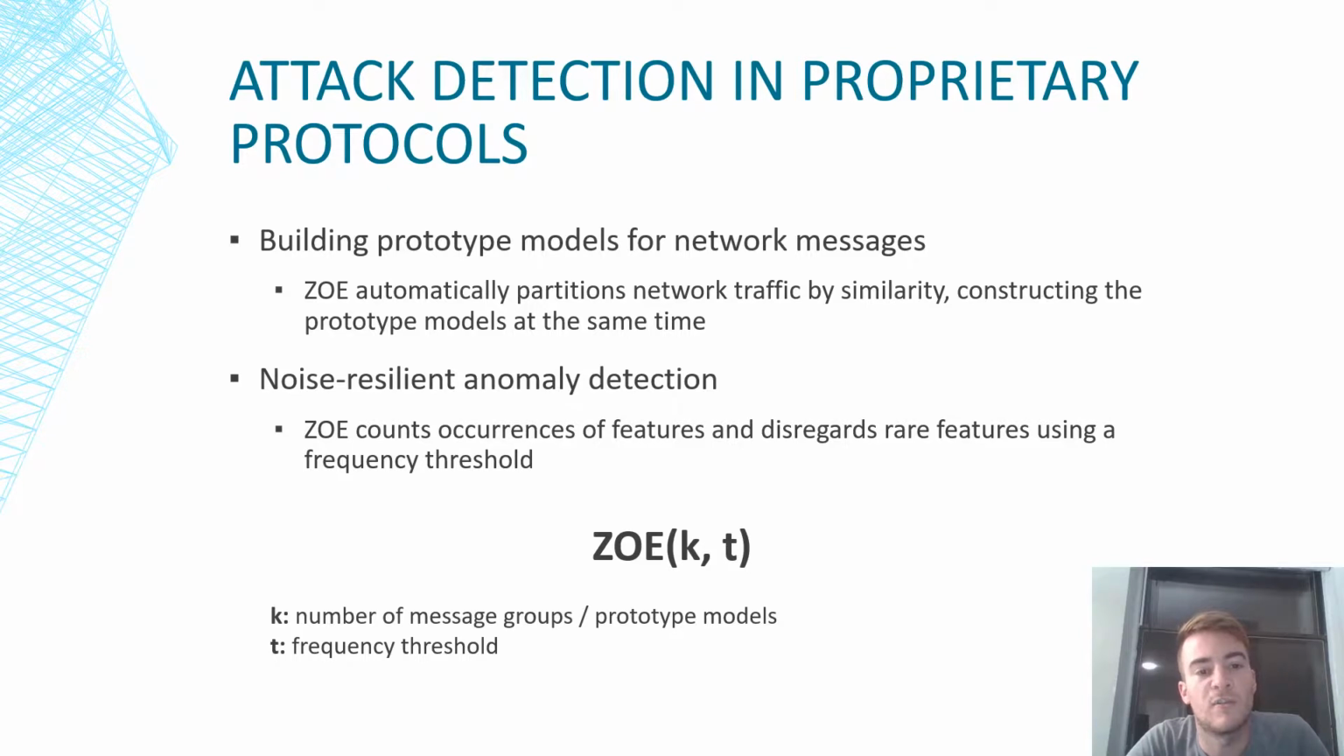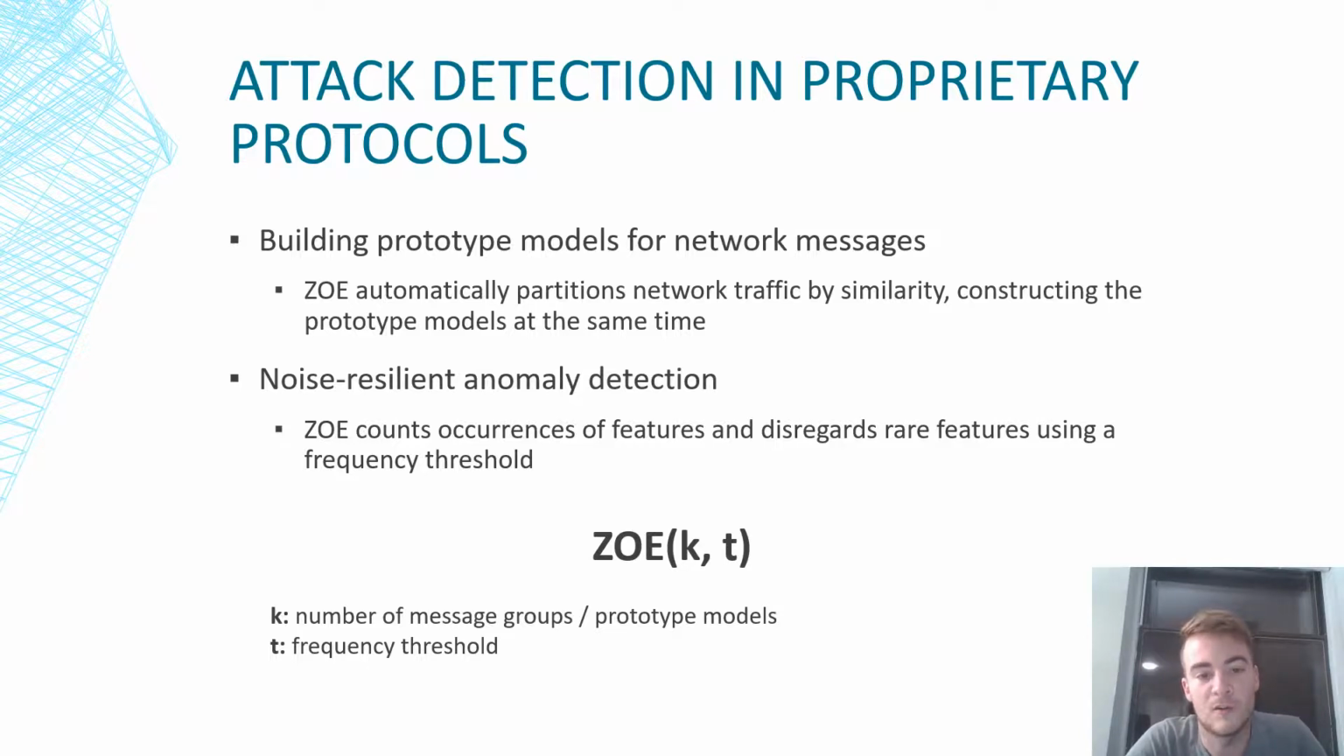So now we move on to the particular way that ZOE does anomaly detection. It first builds the prototype models. It partitions network traffic by similarity, constructing each prototype model as it goes. And then in order to perform noise resilient anomaly detection, it counts occurrences of features which arise as substrings of messages and disregards rare features using a frequency threshold.